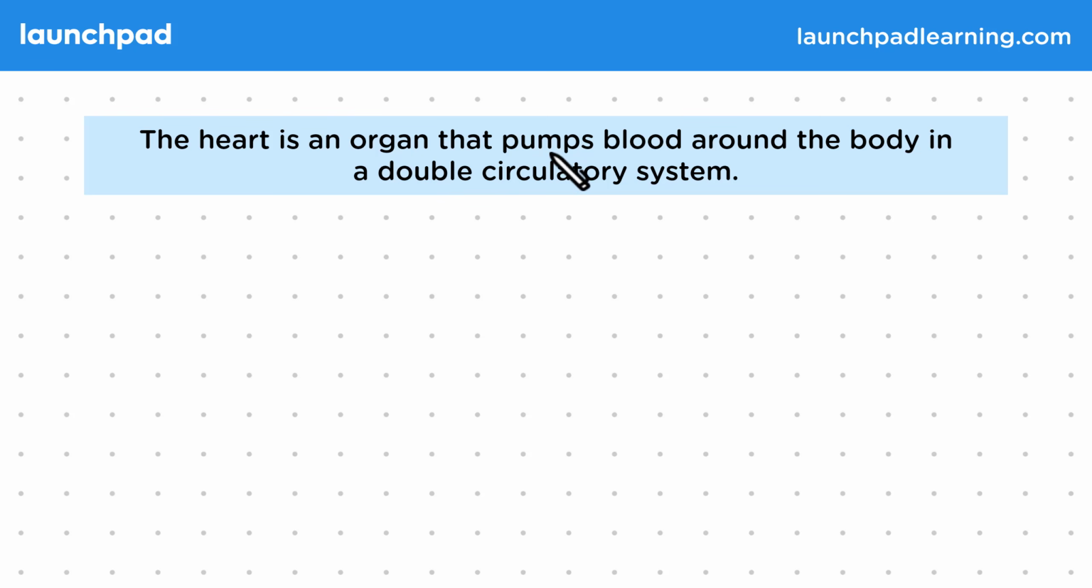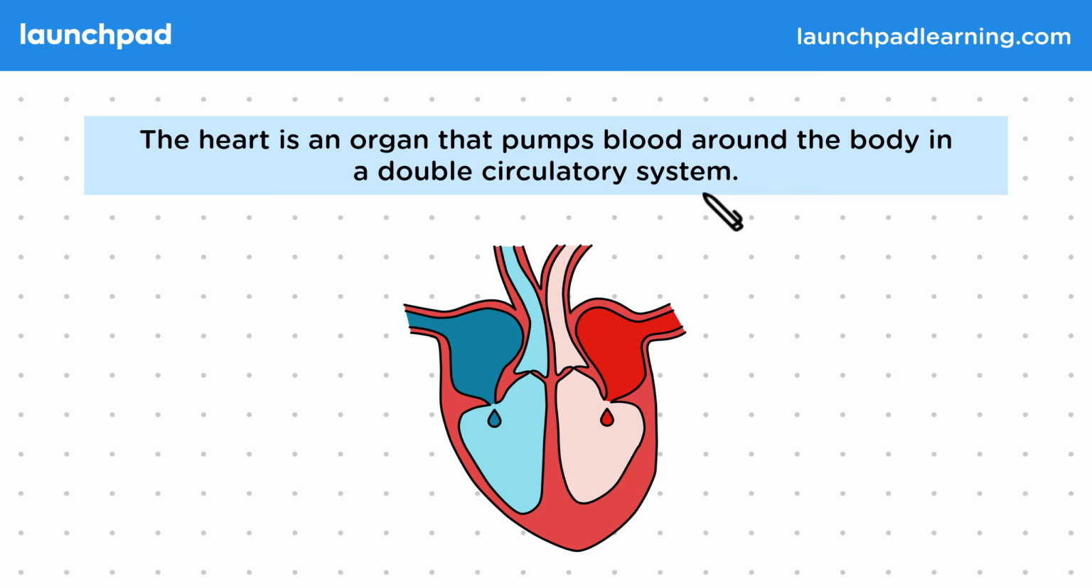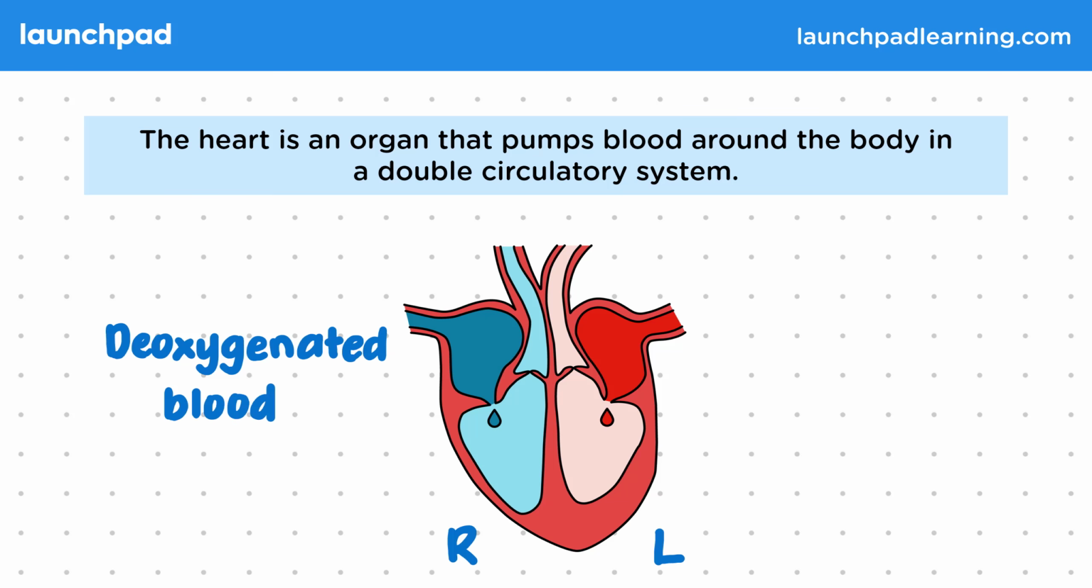The heart is an organ that pumps blood around the body in a double circulatory system. In this image, the right and left side are reversed, so that the right-hand side of the heart is this one, and the left-hand side is this one. The blue indicates deoxygenated blood. Bear in mind that the blood isn't actually blue, it's just for the purpose of this diagram. The red blood on the left-hand side represents oxygenated blood.